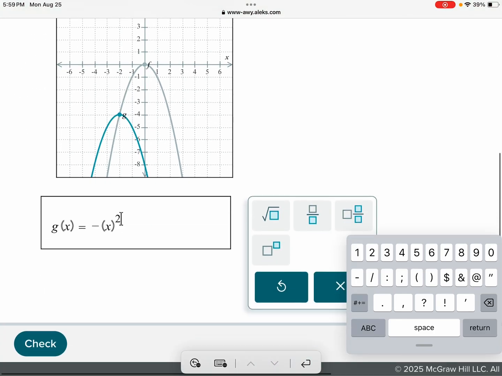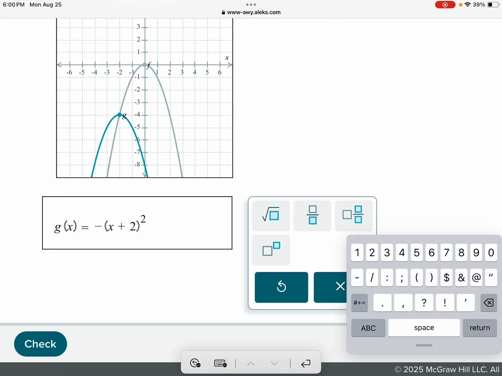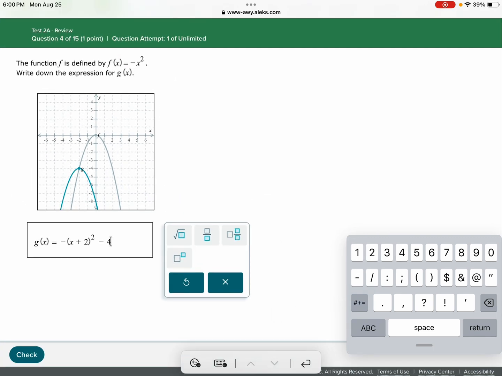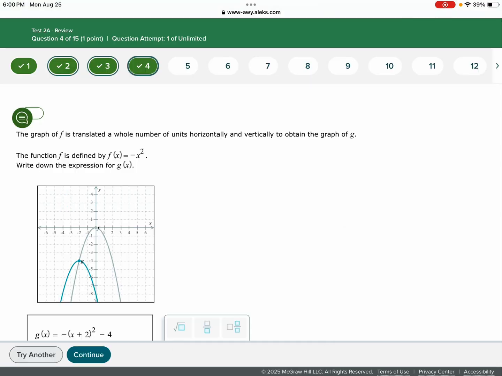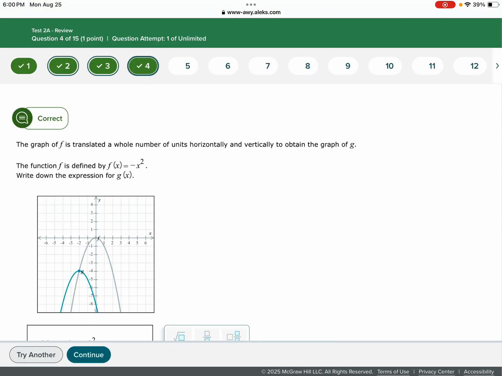Then I see that the graph of g is 2 units to the left. So inside here, I'm going to do a plus 2 to move it to the left 2. And then on the outside, I'm going to do minus 4 to move it down 4. Let's check that. All right, and we're good.